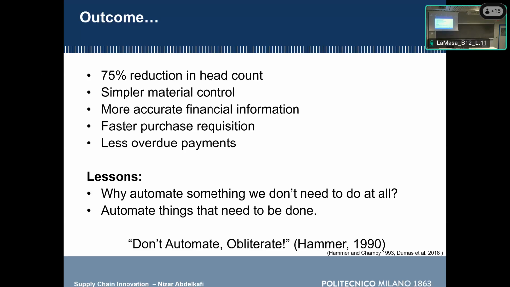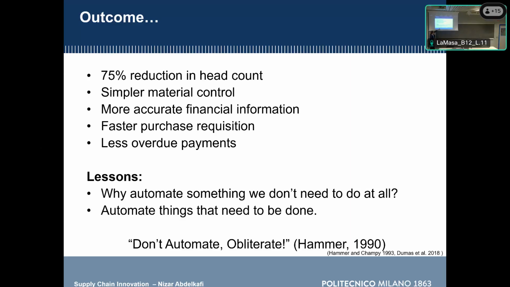Now the lessons: why automate something we don't need to do at all? So why have all of these 3 documents compared, etc.? If we had done automation, the automation would be about comparing, so instead of having people comparing the 3 documents, invoice, reception document, and purchasing order, now, okay, we don't even need that. We don't need this automation at all, right? Because we have changed the process completely. And automate things that need to be done, right? This comparison of invoice, document of reception, and purchasing order is not required. So we don't need to automate that.